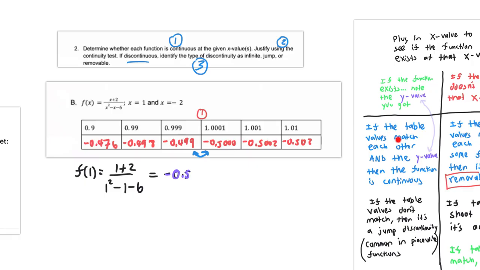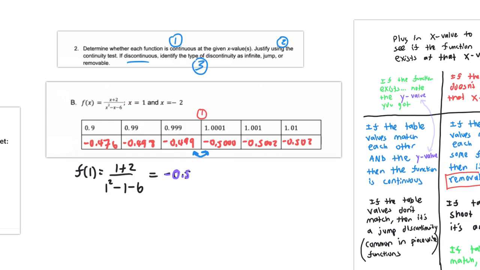And that's what I mean by this: do the table values match each other in the middle? Well, they do. And they match the purple y value, and they match the y value that we got before when we plugged 1 into the function. So the function is indeed continuous, and we just justified it using the continuity test. We found out that yes, we're continuous at x equals 1.